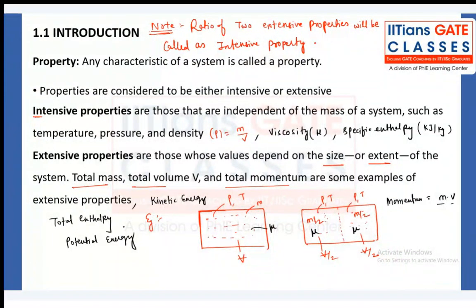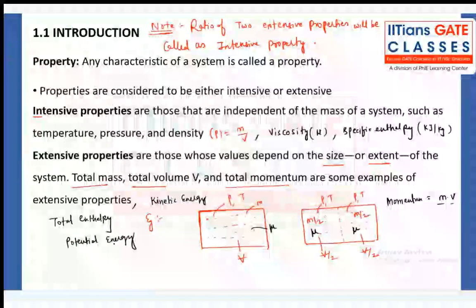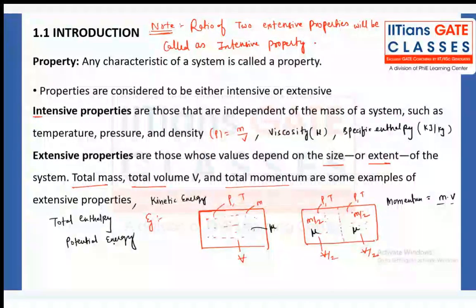All the specific properties are what? Intensive properties, right? Specific enthalpy, specific entropy, specific internal energy, these are the intensive properties. Total energy, total enthalpy, total internal energy, these are the extensive properties. Getting my point? Are you understanding?